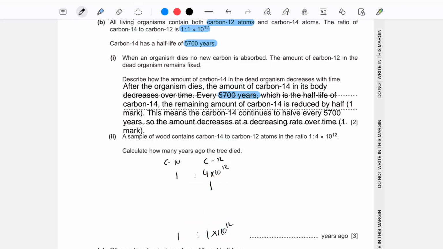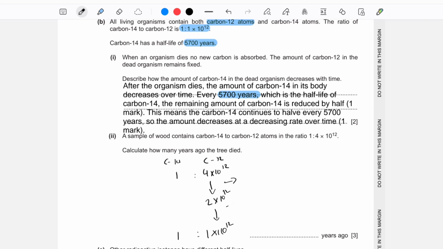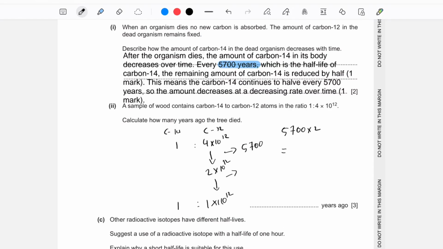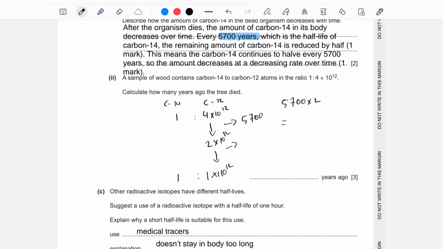So from here, the first half-life, it would give 2 times 10 to the power 12. From here to here, that is the second half-life. So there are 2 half-lives here, and each half-life is 5,700 years. So 5,700 times 2 would give you how many years ago the tree died, and that's 11,400. So 11,000 years ago.